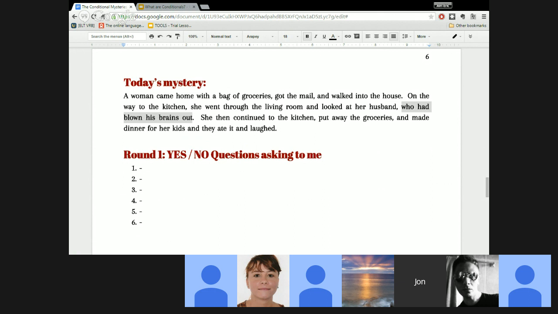Told her that she should shut up? Or? No. Look at the chat window. If you blow someone's brains out, it means you shot them. See that in the chat window? The Verbling chat window? Yeah, I cannot see it because I'm with a tablet and it doesn't work. But... Okay. So, to blow your brains out means to shoot yourself with a gun in the head. He shot himself in the head. Okay. He blew his brains out. So the question is, how could she just walk past him and make dinner for the kids? That's today's mystery. Yeah.